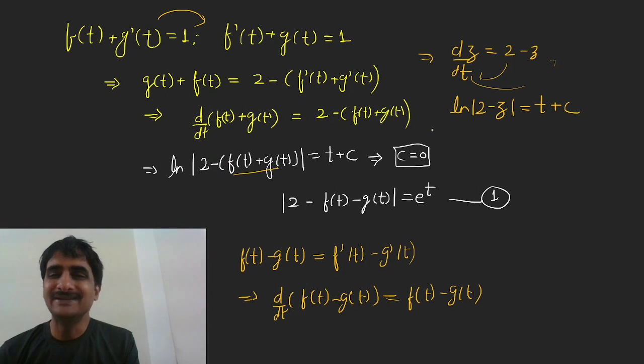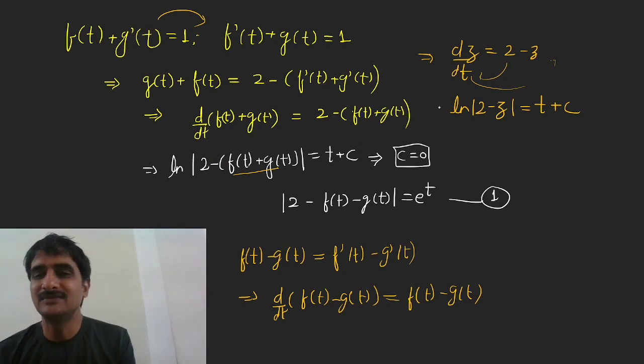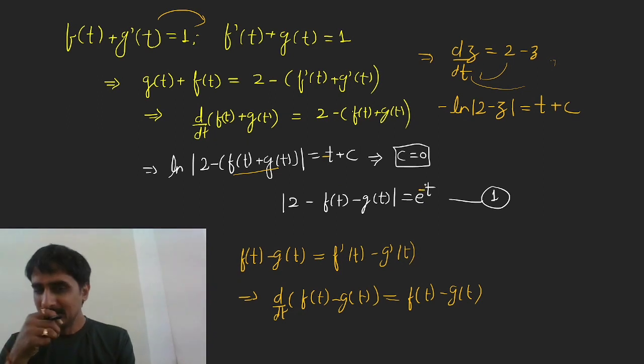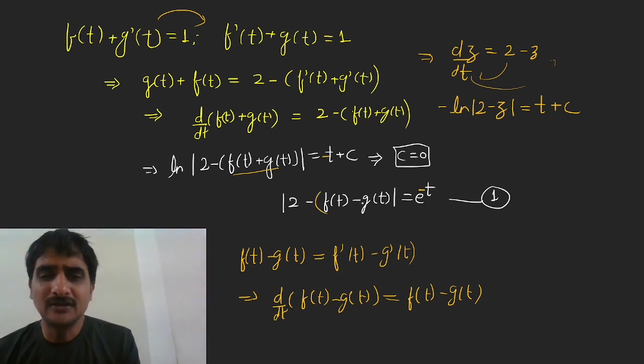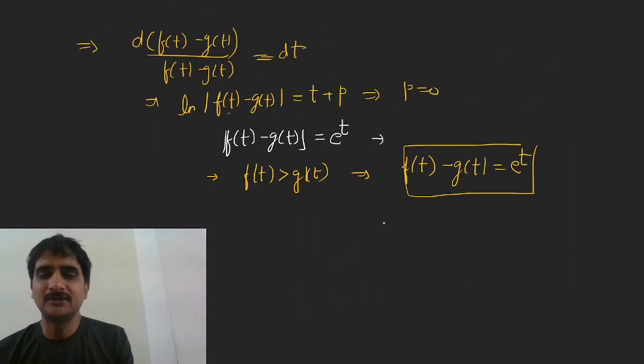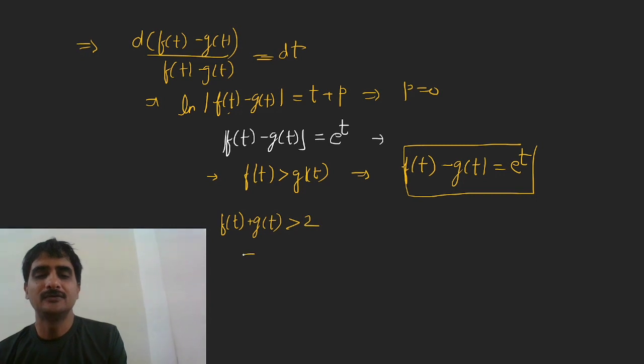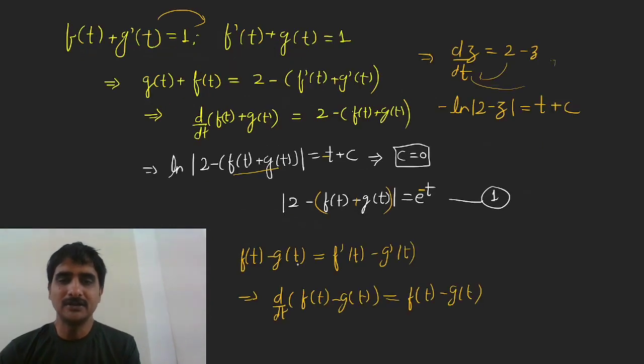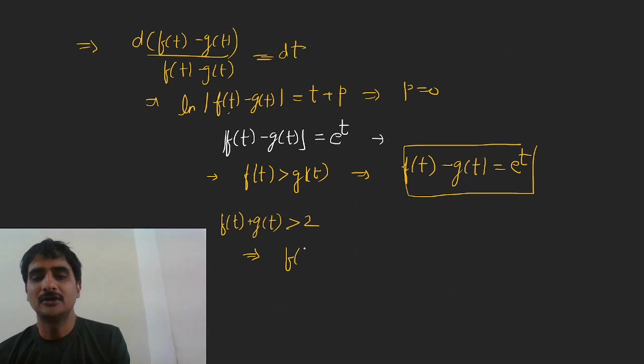Of course, 2 minus z has to be minus of ln of minus z, so it's e raised to the power minus t here, right? Okay. Now see, there are two possibilities again. So I assume f of t plus g of t again to be greater than 2. If it's greater than 2, you get f of t plus g of t minus 2 is equal to e raised to the power minus t.